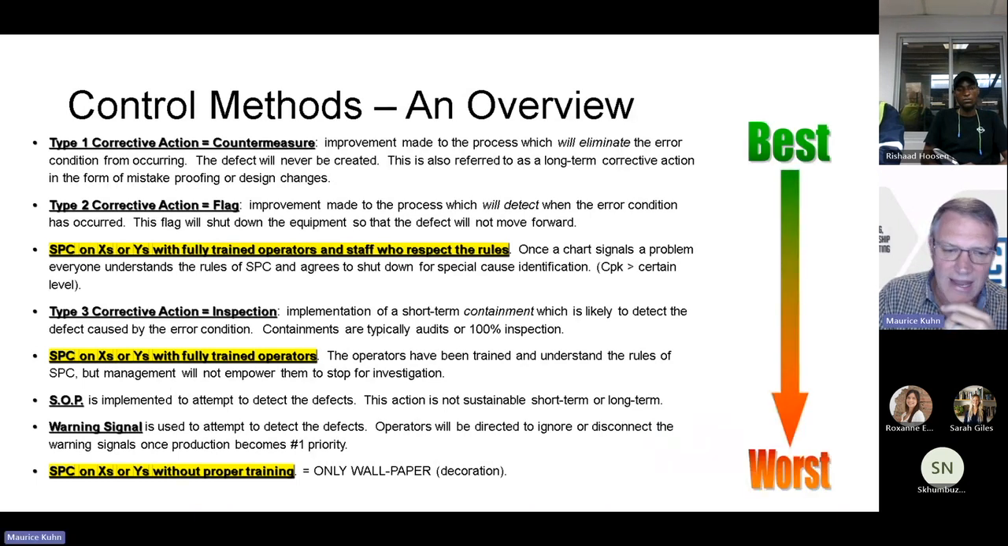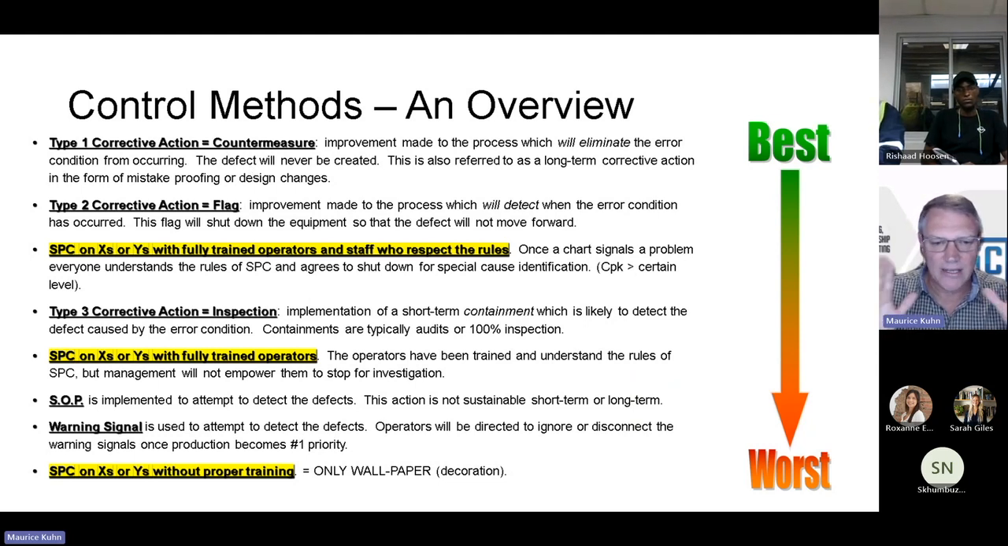So there are levels of good, better and worse when it comes to methods of controlling. When we spoke about a control system just now, the ones I've put in here in yellow are pretty much the ones that refer to SPC. Notice that it comes up in more than one place here. The best way to control a process is to have a countermeasure in place where we can stop this error from occurring in the very first instance, so we'll never create a defect.